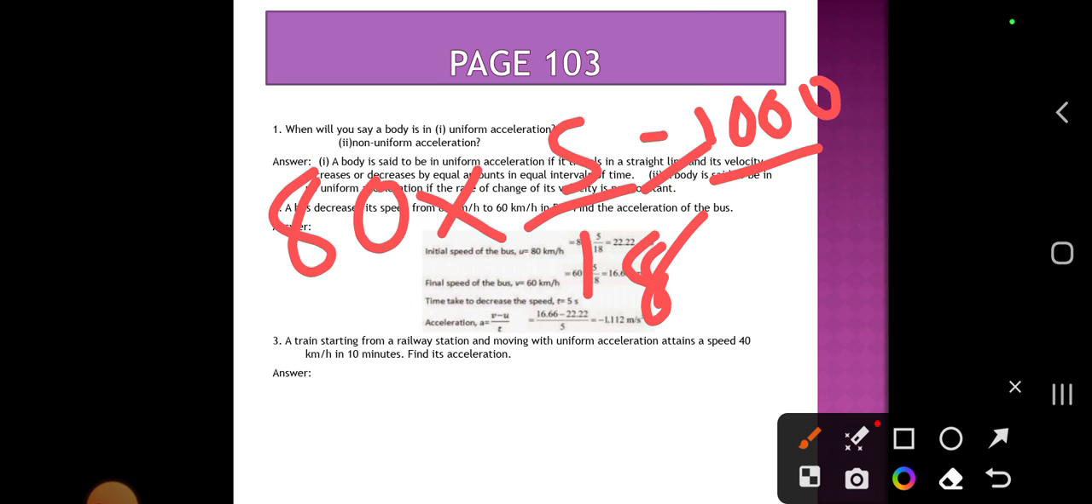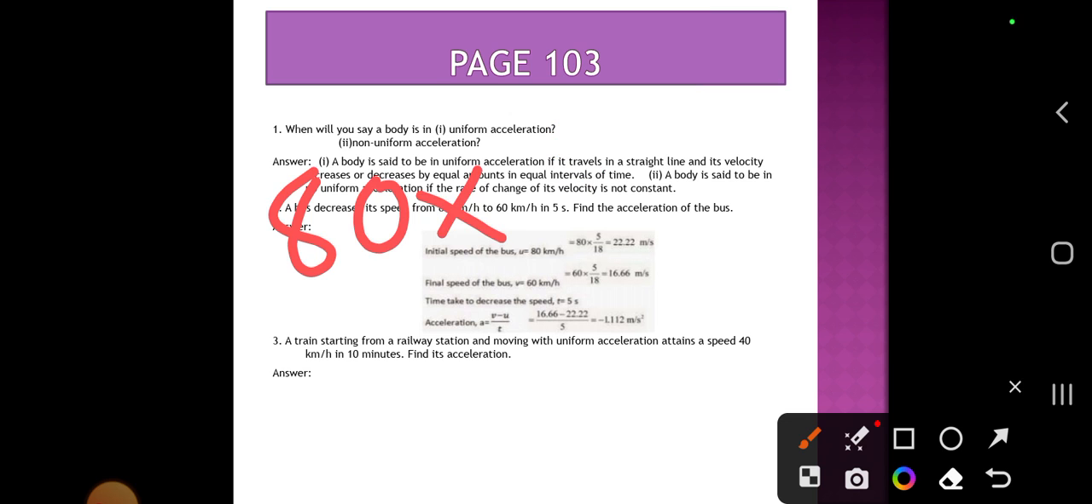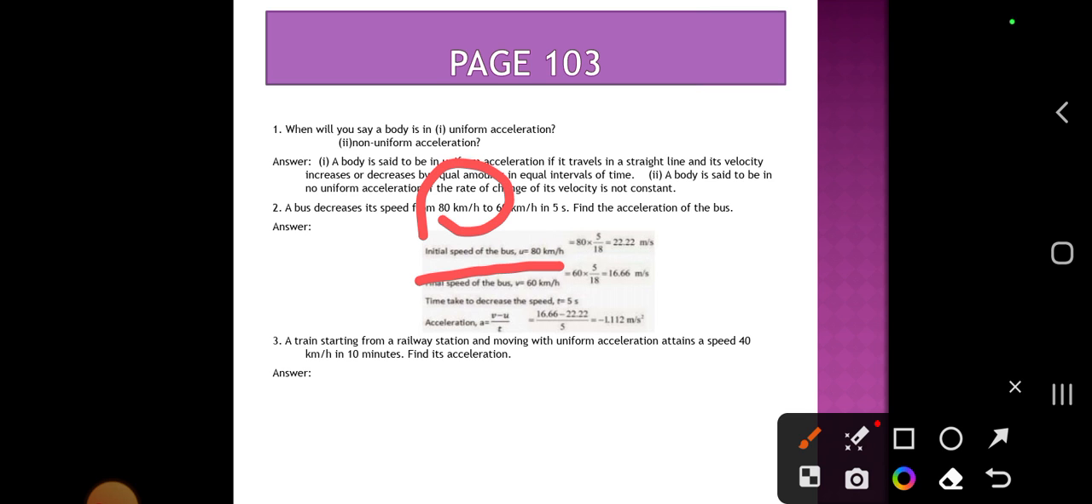So after converting kilometer per hour, the initial speed of the bus, that is the starting speed, 80 kilometer per hour, will be 22.22 meter per second. Similarly, the final speed, because it decreased from 80 to 60, we will get 16.66 meter per second.